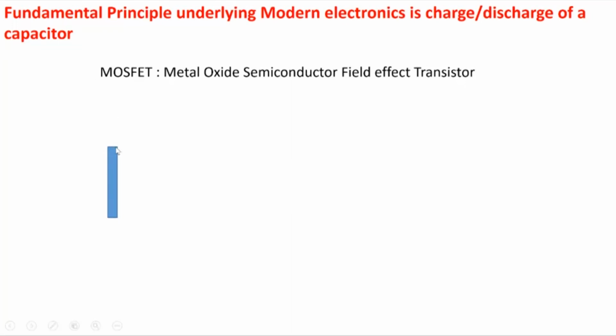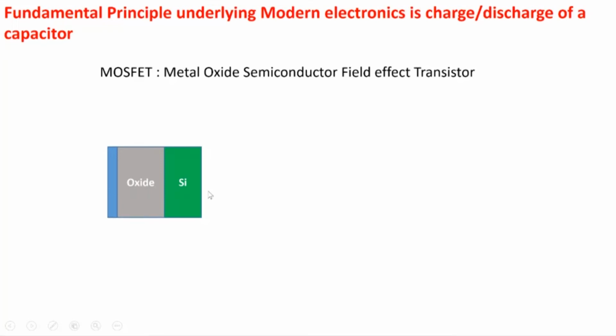So we have a metal plate here, and then we put oxide, which is an insulator, and then we have a semiconductor, okay, metal oxide semiconductor. So we put silicon here as a semiconductor. Right, so you can see that this is a capacitor.